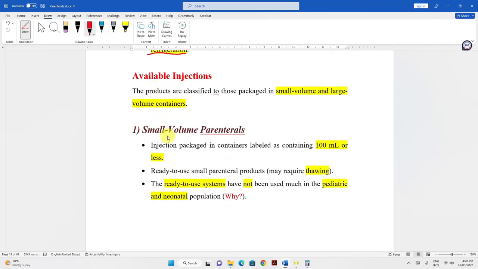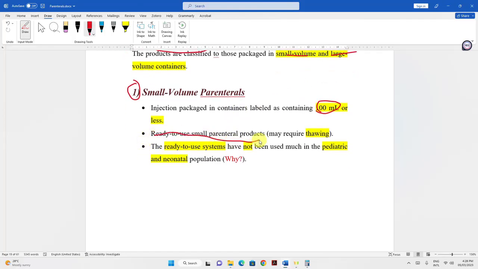Now we talked about single dose containers and multiple dose containers. Now we will talk about injections, and they are classified as small volume and large volume. For small volume, it's up to 100 ml. This is the maximum, and we call it small volume parenterals. There are ready to use parenteral products, where the manufacturer is already preparing them and they are supplied ready to use. But the problem is that they may require thawing. Usually they are kept in the refrigerator, okay, and then you need to warm them up before use, or at least increase their temperature.